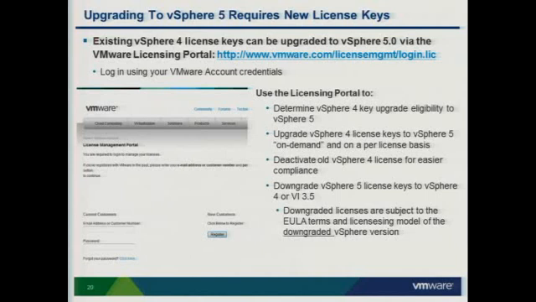The 4 key uses are, first of all, you can determine your eligibility for upgrading to a higher version, sorry. The second is that you can actually upgrade to vSphere 5. The third thing you can do is deactivate your old vSphere 4 keys. And then the fourth thing is that you can downgrade vSphere 5 keys to either vSphere 4, 4.1, or VI35 keys. Now, if you do downgrade from vSphere 5 to a prior version of vSphere or VI35, it's important to keep in mind that the vSphere 5 licensing model does not apply. Instead, you would be subject to the EULA terms and licensing model of the version that you downgrade to.